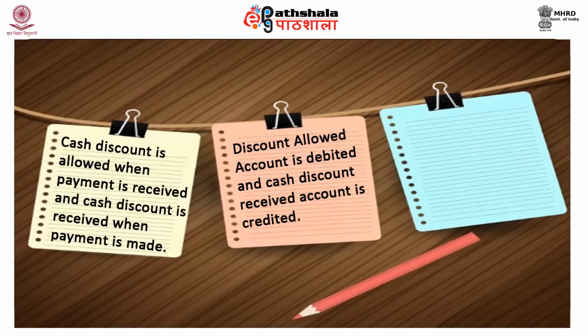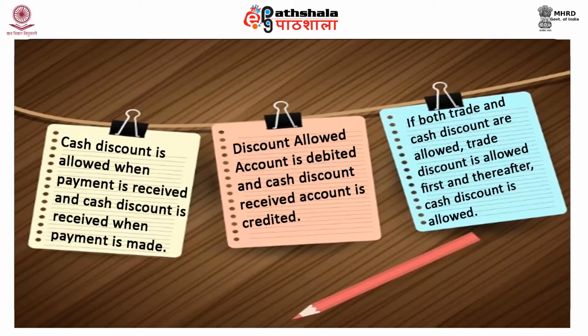Discount allowed account is debited and cash discount received account is credited. If both trade and cash discount are allowed, trade discount is allowed first and thereafter cash discount is allowed.